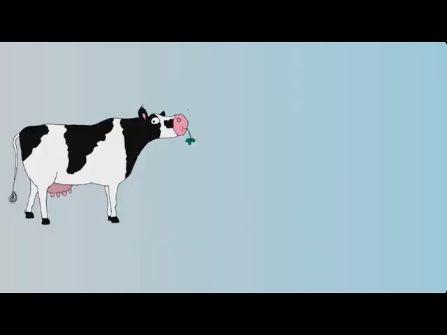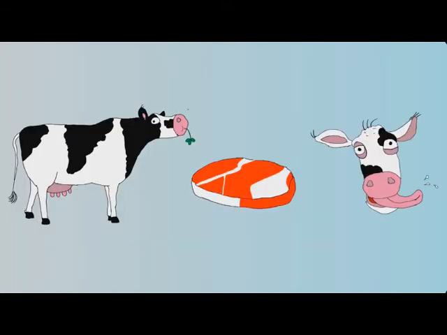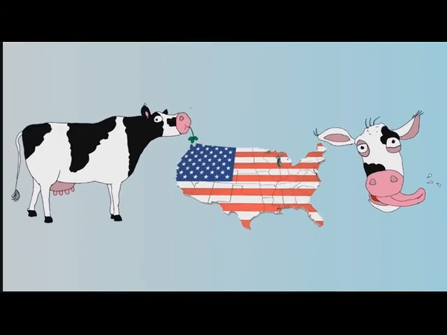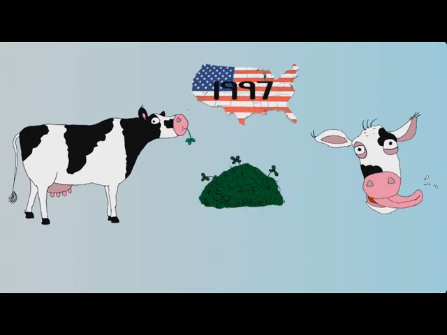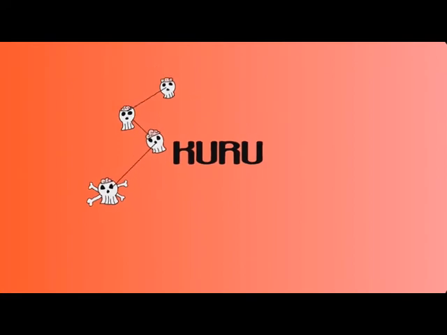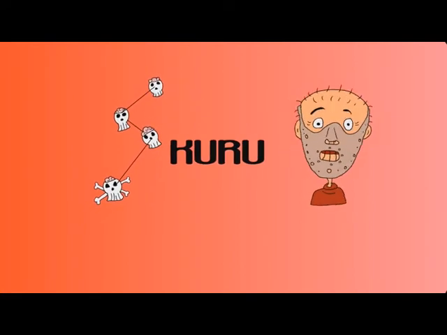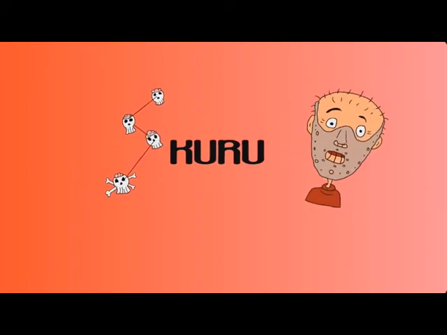The cows get it the same way humans do, by eating infected meat. The good news is that the US banned the practice of feeding cattle other cow parts in 1997. Kuru is another version in which human cannibalism can cause it. As gross as this might sound, it's mostly the people who eat the brain.